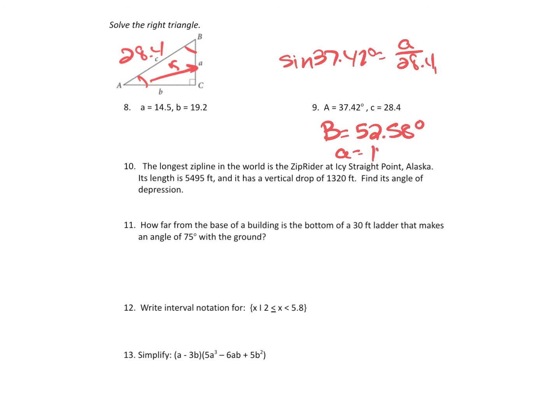I'm getting 17.34, little a. And then to find little b, I'm going to do the same thing, except this time instead of sine, I'm going to do cosine of 37.42 because little b is adjacent to angle A. So I'm going to multiply this time 28.4 times cosine 37.42, and I'm getting 22.6.